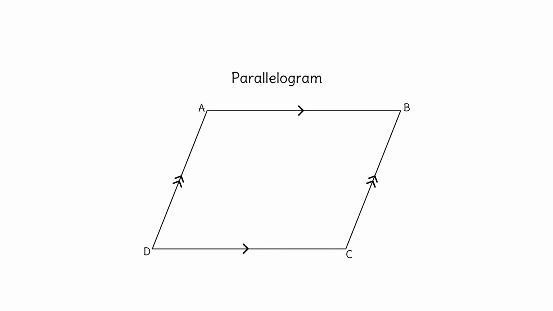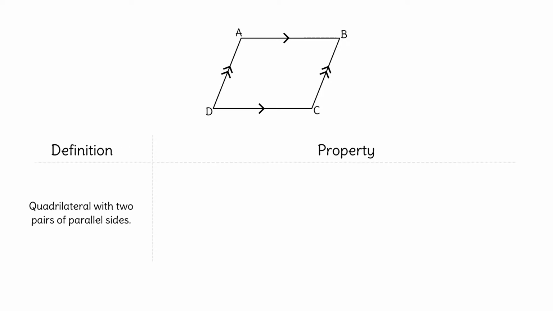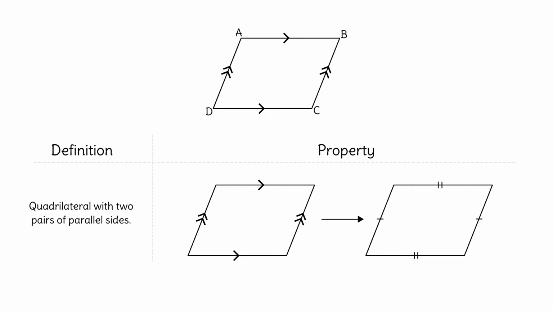A parallelogram is a quadrilateral with two pairs of parallel sides. That's the definition of a parallelogram. Parallelograms also have many useful properties. One property is that if we have a parallelogram, opposite sides are congruent. The converse is, if opposite sides of a quadrilateral are congruent, then it's a parallelogram.